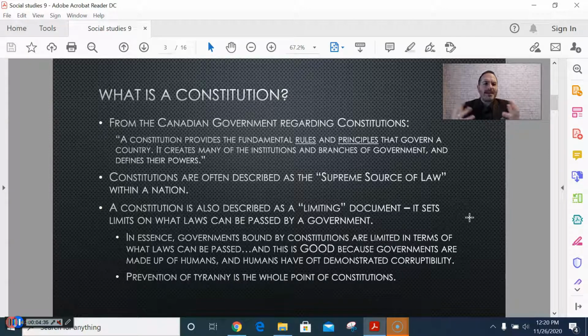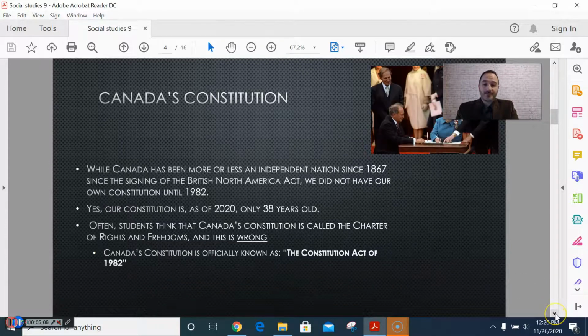So in essence, guys, the Constitution is like a rule book for government, and that's good, because the whole point here, folks, is to prevent tyranny. Tyranny is a situation where the government doesn't act in the best interest of the people, but instead they act in the best interest of themselves. And we don't want that, right? We don't want that. So, guys, constitutions are beautiful things.